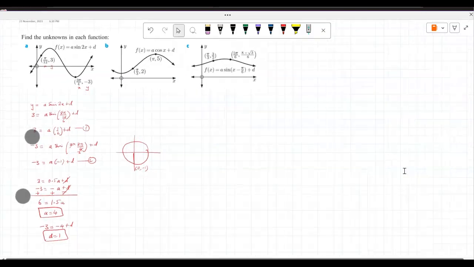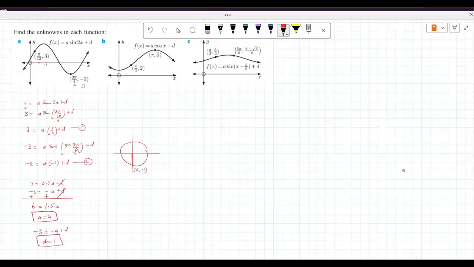So what does my model become then? f(x) is equal to 4 sine 2x plus 1. Just substitute the values that you have.